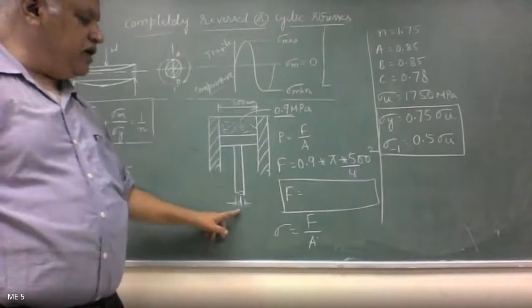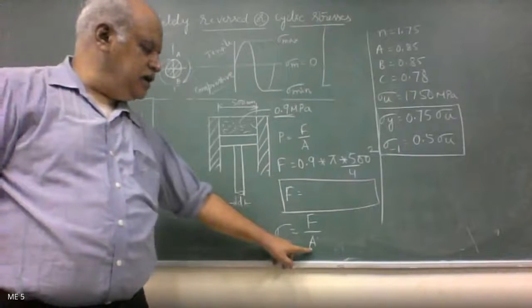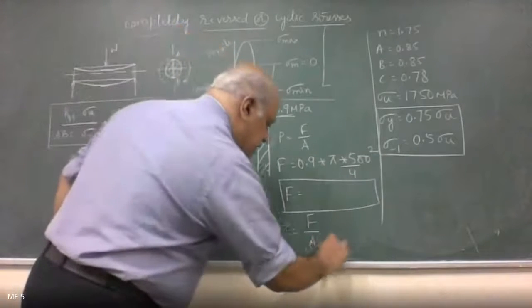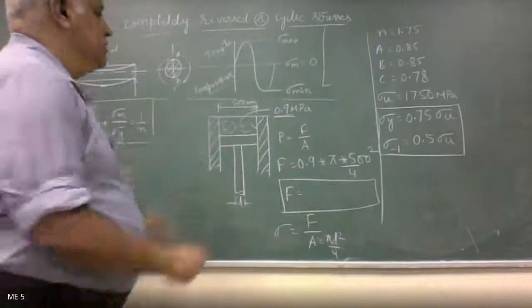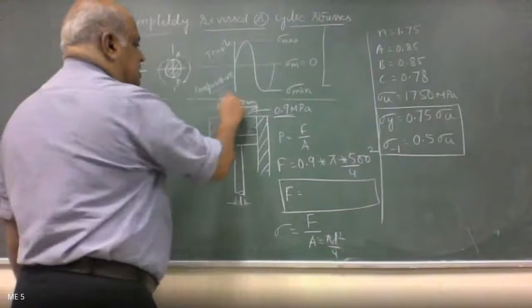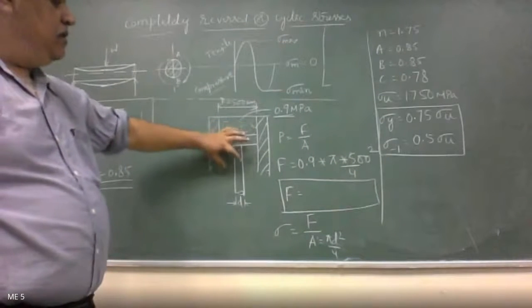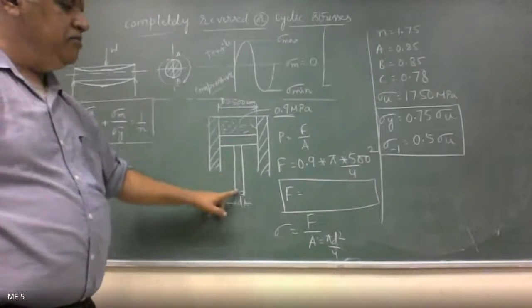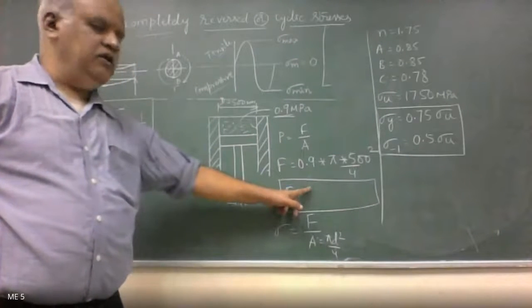Okay, you need to find out the diameter of the piston rod. That is, A here is going to be pi d square by 4. So this I can take as capital D, the diameter of the engine cylinder, whereas small d is the diameter of the piston rod, which is what we need to find out after getting the value of F.